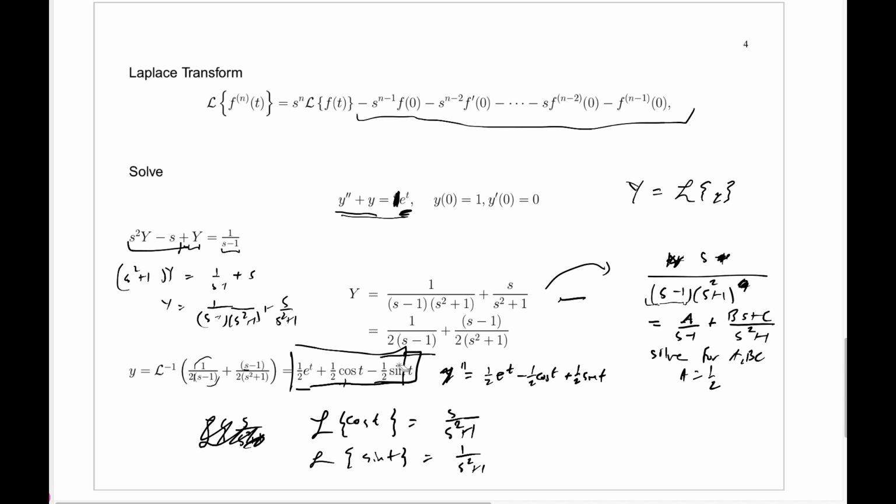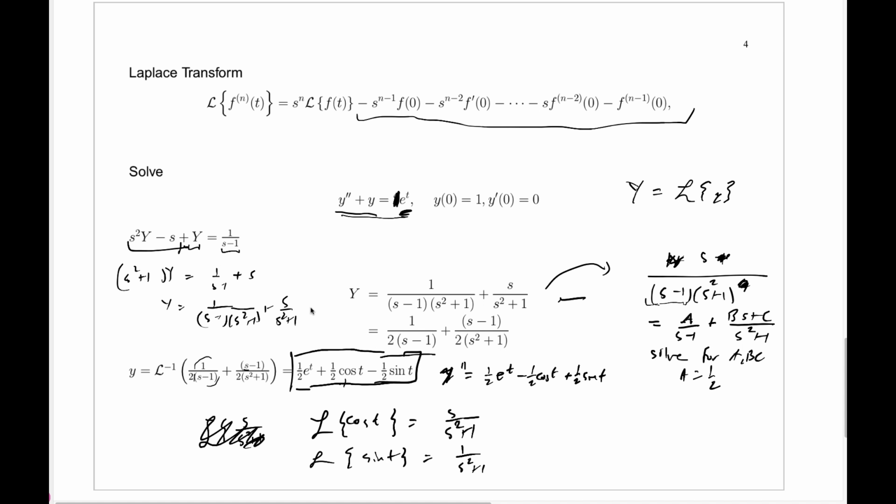Now, in order to apply these methods of using the Laplace transform and the inverse Laplace transform, you're going to need to know the Laplace transforms of many different functions. And we've only talked about a few in class. On your homework assignment, you'll be doing a lot more computations to learn more Laplace transforms.